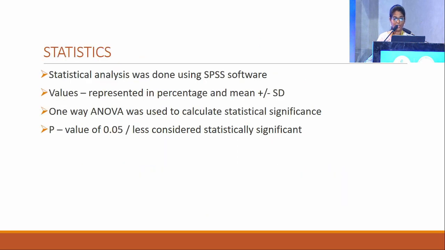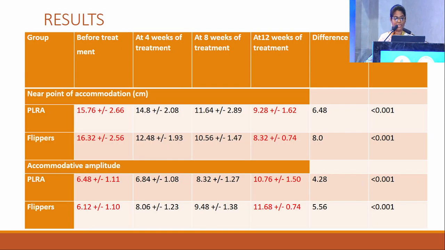Now, coming to the results, in the PLRA group, NPA improved from 15 to 9 diopters, a difference of 6 diopters, which is statistically significant. In the flipper group, it improved from 16 to 8.2, a difference of 8 diopters, which is significant. The accommodative amplitude in the PLRA group improved from 6 to 10 diopters, and in the flipper group, it improved from 6 to 11 diopters, which is statistically significant.